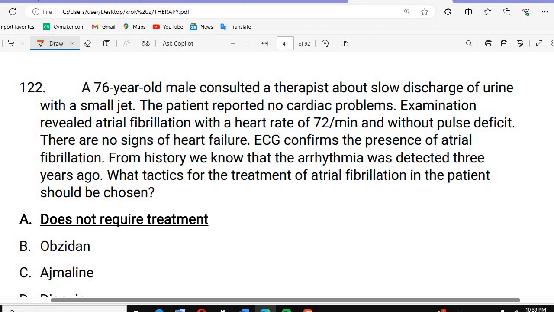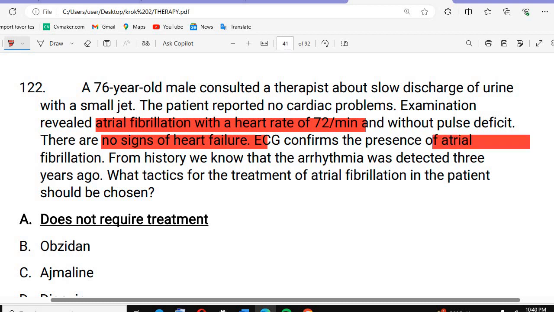A 76-year-old male consulted a therapist about slow discharge of urine with small jets. The patient reported a cardiac problem. Examination revealed atrial fibrillation with a heart rate of 72 per minute and without pulse deficit. What is the heart rate of the patient? 72. No pulse deficit is there. No sign of heart failure. ECG confirmed the presence of atrial fibrillation.